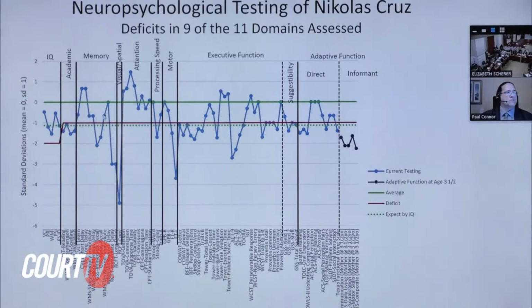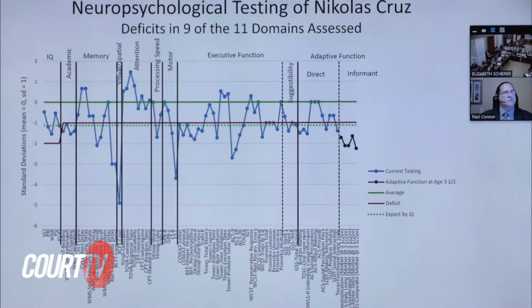Then we move into the visual side of memory, where he's having to copy and then recall relatively simple geometric designs. He was within the low average range for immediate recall, average range for delayed recall. But again, when you have him try and copy and remember a more complex design, he was demonstrating significantly more difficulties, in the moderately to severely impaired range.